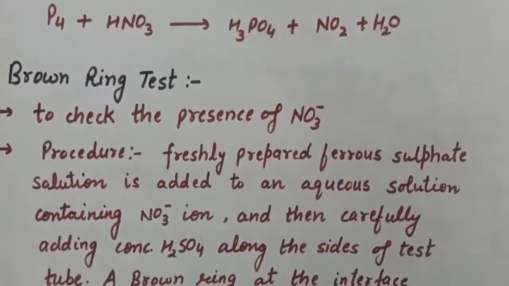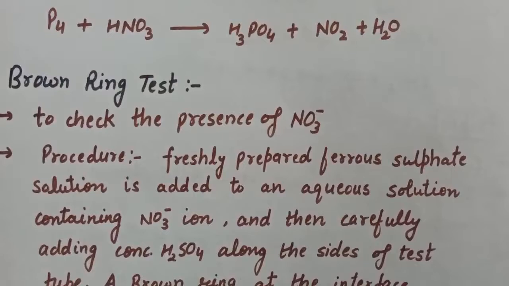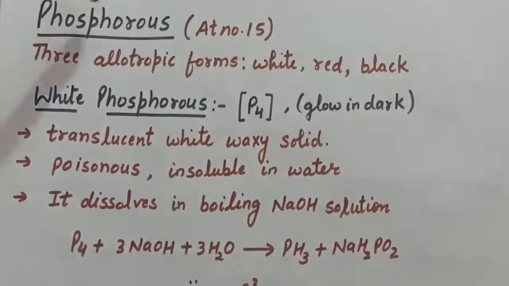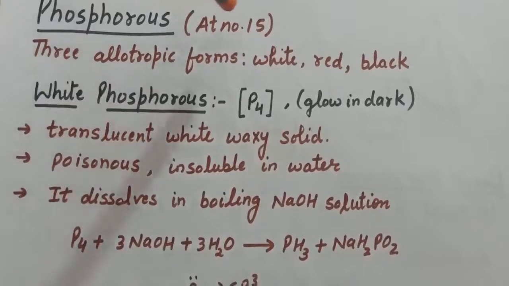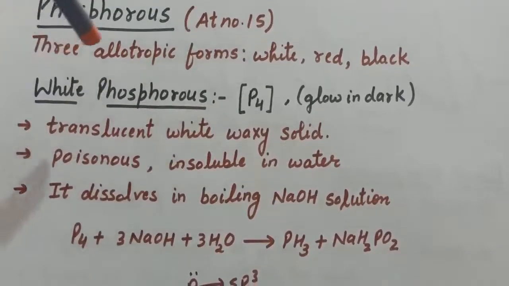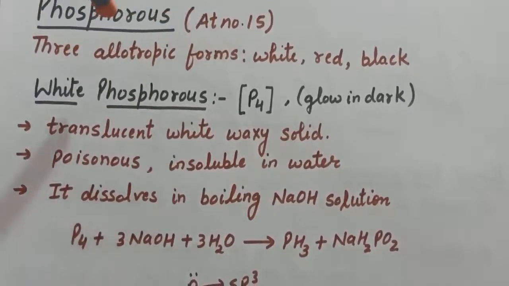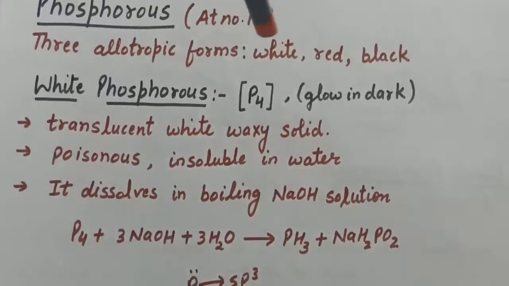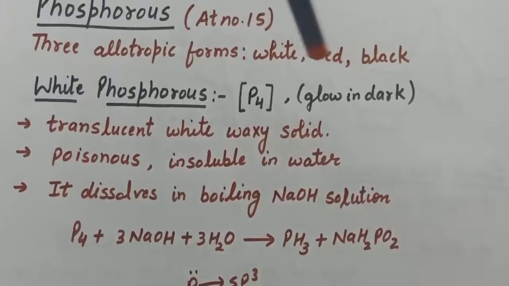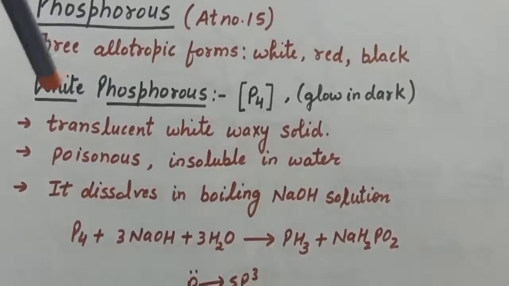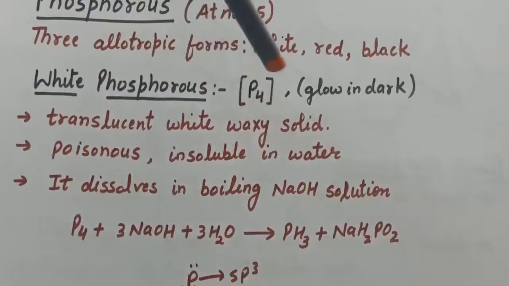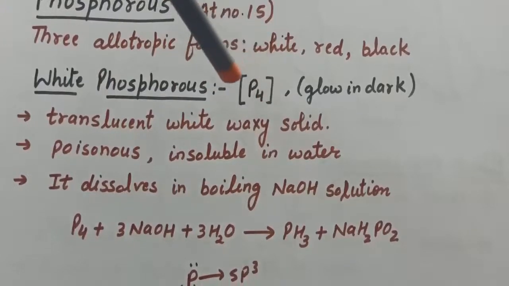Next we will start with phosphorus and the allotropic forms of phosphorus. The atomic number of phosphorus is 15, and 3 allotropic forms exist for phosphorus: white, red and black. So one by one we will discuss all these 3 allotropic forms of phosphorus. So first we have white phosphorus. The formula is P4, that is, phosphorus exists in the form of P4.